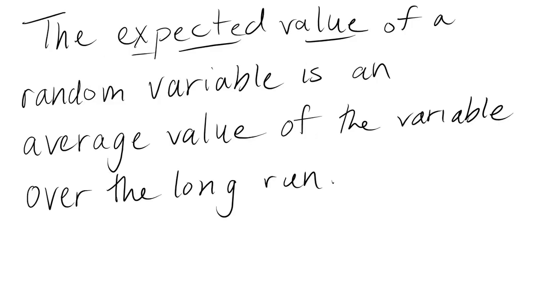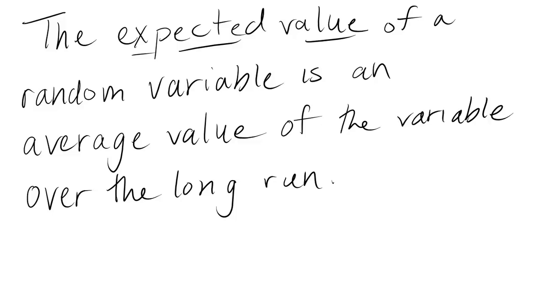The expected value of a random variable is an average value of the variable over the long run. So an expected value is essentially the mean value of the variable. And what it does is it weights that mean based on the likelihood of each of the outcomes of that random variable. The more likely a value of the variable is, the more weight it's given in the calculation of that mean.